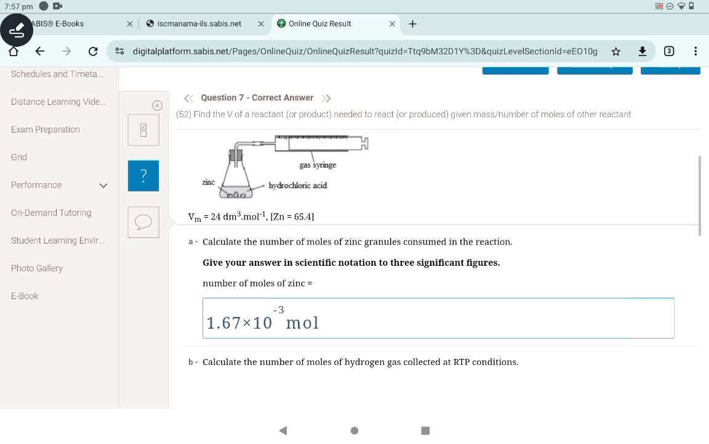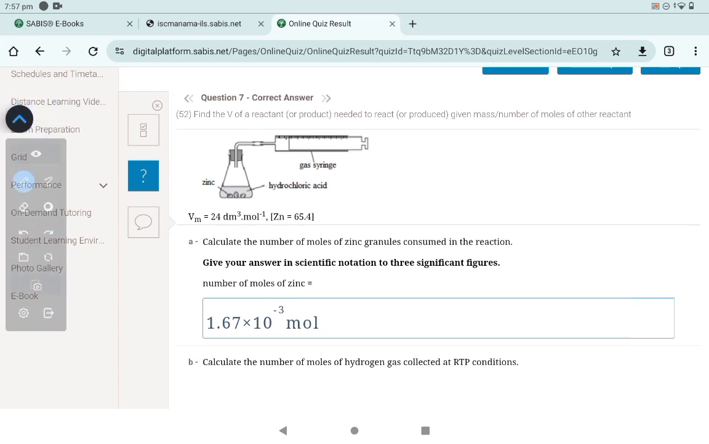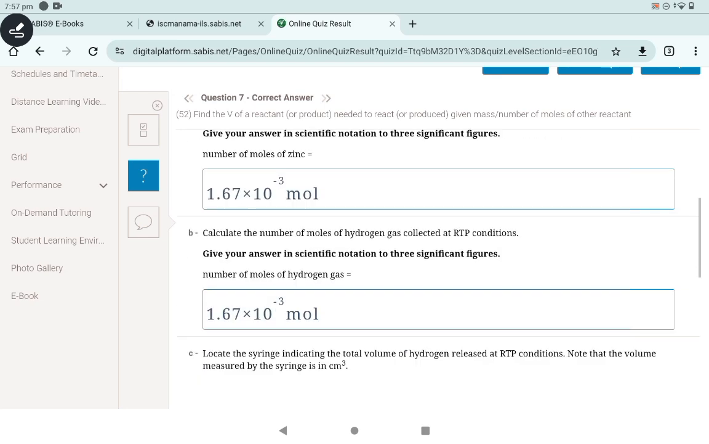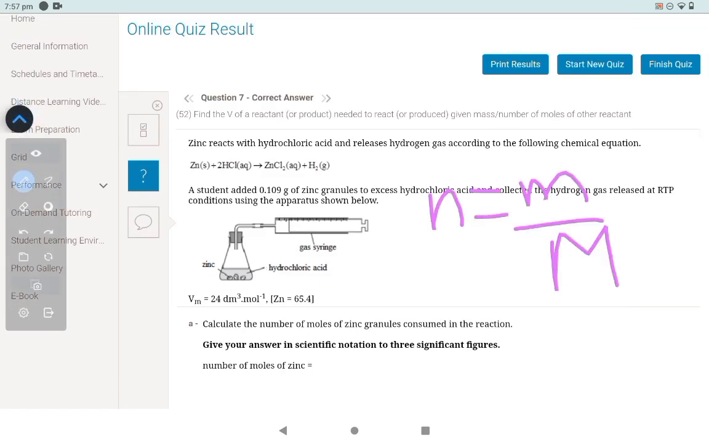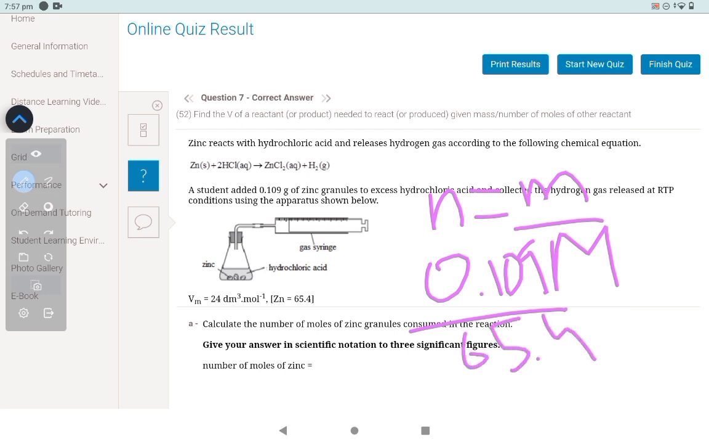Alright, okay, this one, same thing. n is equal to m over M. Mass is 0.109, so 0.109 over the molar mass of zinc, which is 65.4.